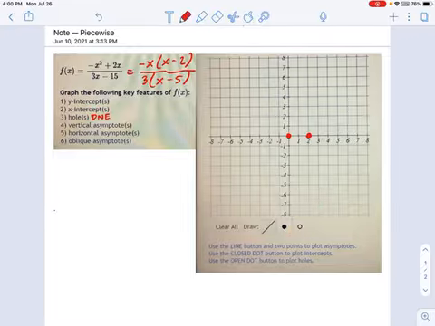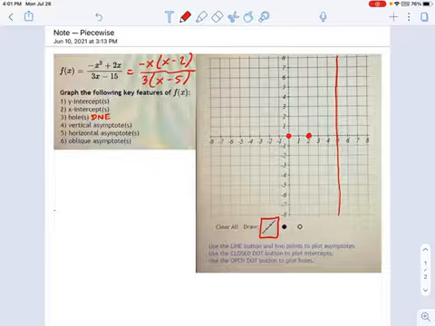Okay, moving on, we need a vertical asymptote, which is factors on the bottom, not on the top, and I see only one, the x minus 5. So that's going to be a vertical line right at x equals 5. And to do a vertical line, you would use this line button, and it'll give you a little cursor, and you click on 2 points, and 2 points make a line. Okay, so there's your vertical line.